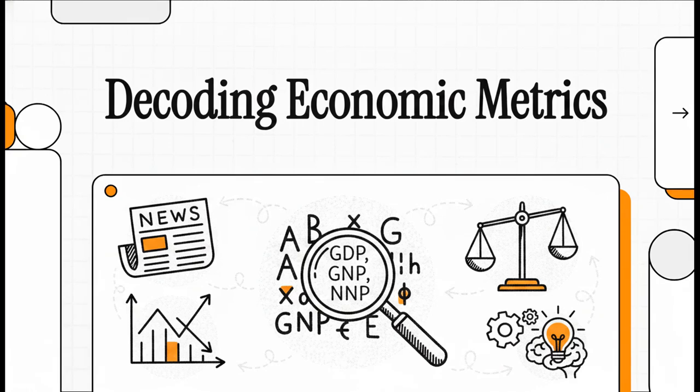Welcome to This Explainer. If you've ever watched the financial news or tried to read an economic report, you've probably felt like you were drowning in a total alphabet soup. We're talking GDP, GNP, NNP. They just get thrown around constantly. Well, today, we're going to decode that whole confusing jumble of letters.